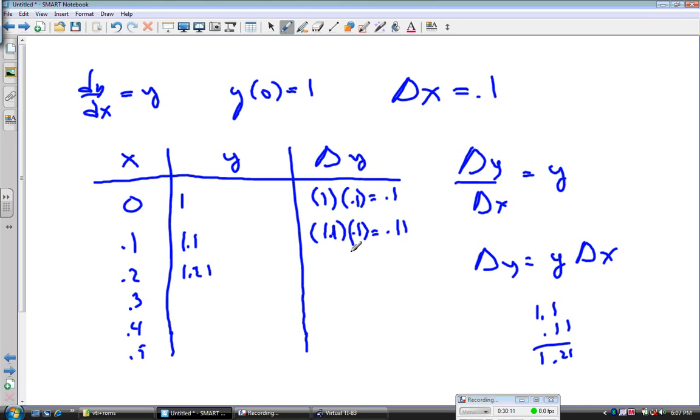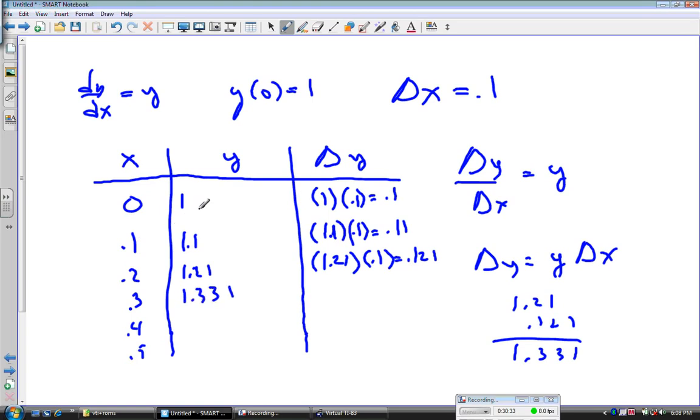Now try it again. Y times delta x. Y is 1.21. Delta x is 0.1. You get 0.121. So if you add them up, the last y value, 1.21, and the current delta y, 0.121, you get 1.331. Looks sort of like Pascal's triangle, doesn't it? That's a little fluky. When it starts carrying, it gets messed up.